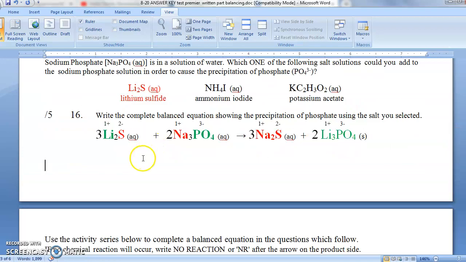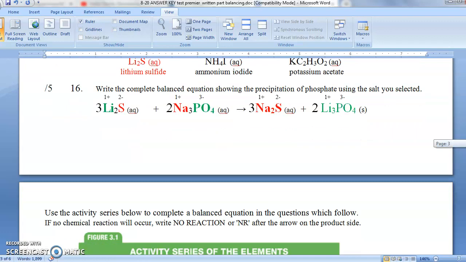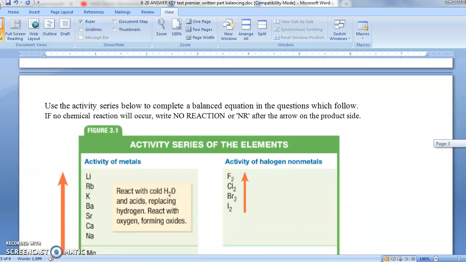Number 16, one of my favorite questions. That is a wonderful question. We continue on to the next page.